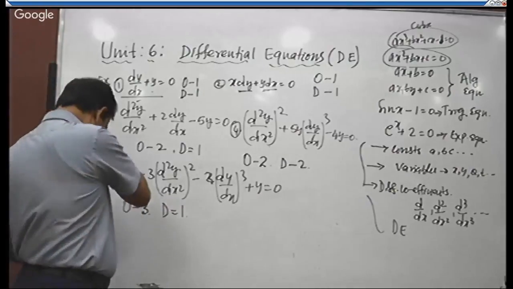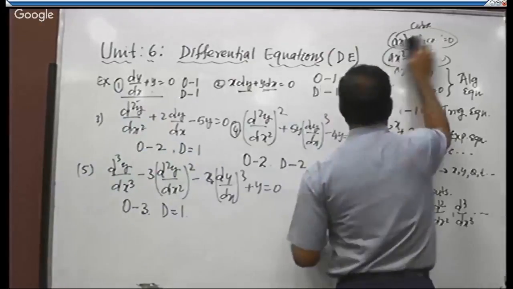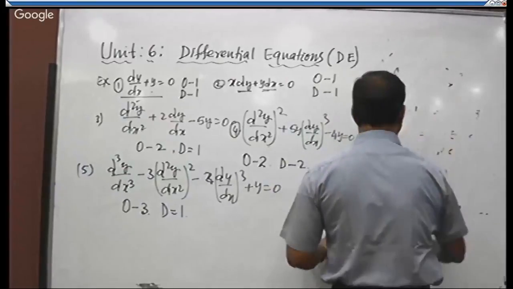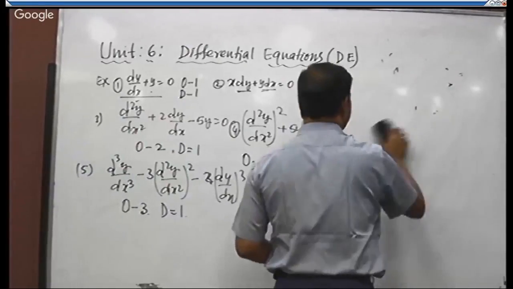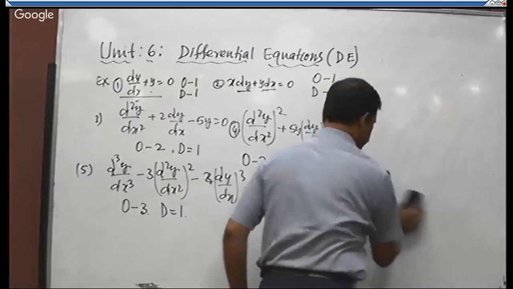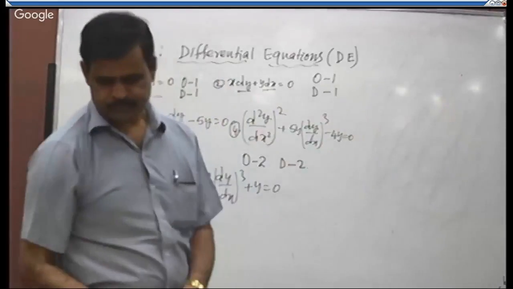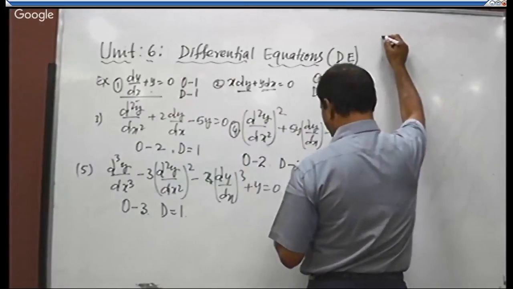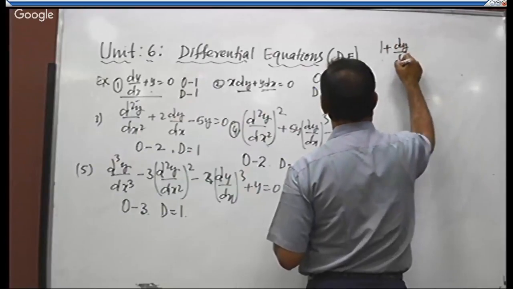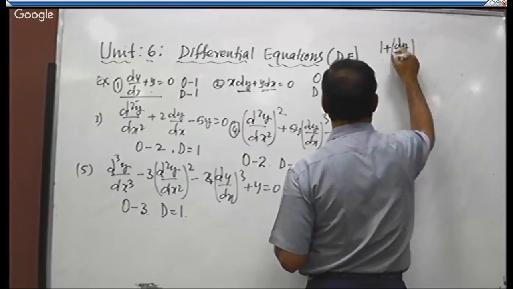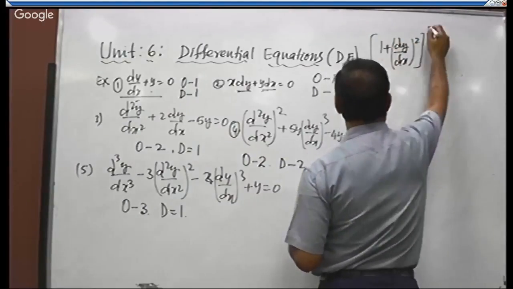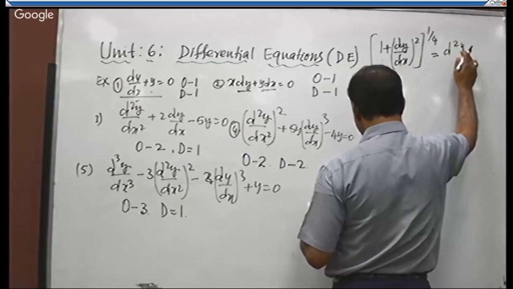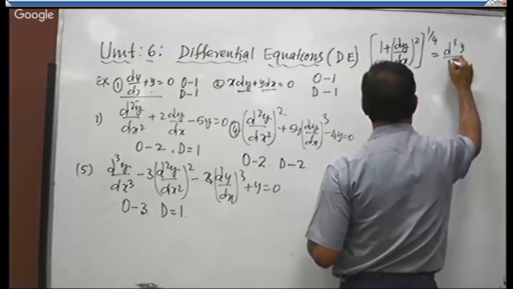Let us take some other example which has radicals and fractional powers. One plus dy by dx whole square, whole to the power of 1 by 4, is equal to d cube y divided by dx cube.